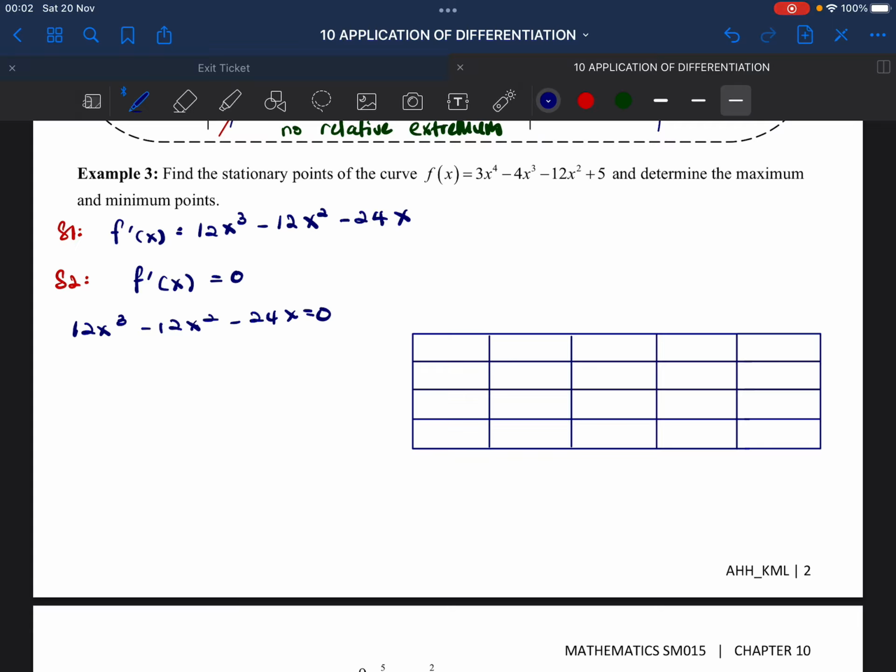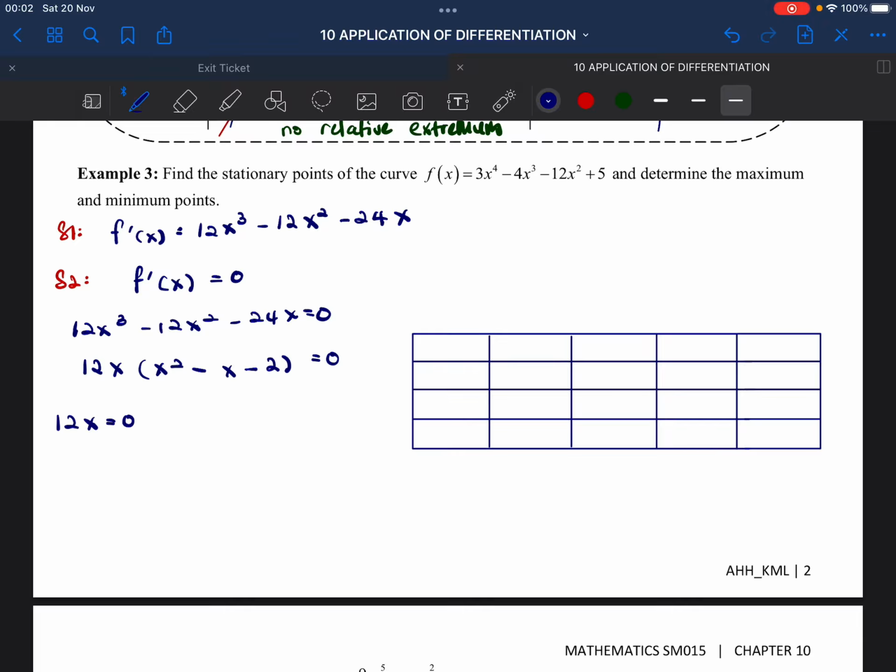So we can take out the common factor 12x. We will have x squared minus x minus 2 equals 0. So 12x equals 0, here we will have x equals to 0. It's okay, I'll write it. 12x equals 0. And for this one we can factorize.